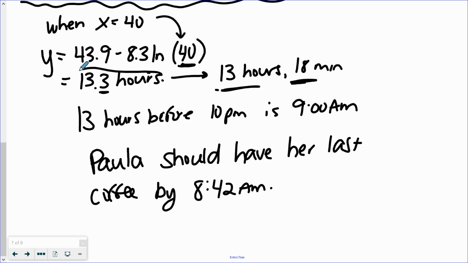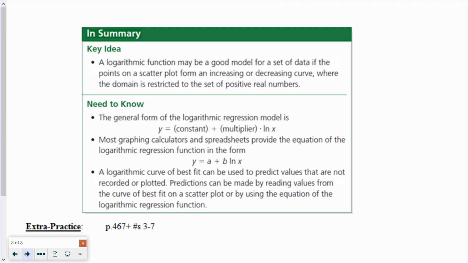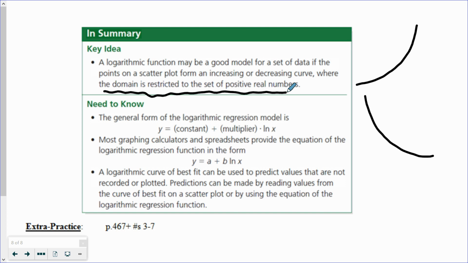All right. So just a little key summary. A logarithmic function may be a good model for a set of data if there are points on a scatter plot forming an increasing or decreasing curve where the domain is restricted. Okay, so this is the big thing, we would have seen that at the beginning: restricted to the set of positive real numbers.